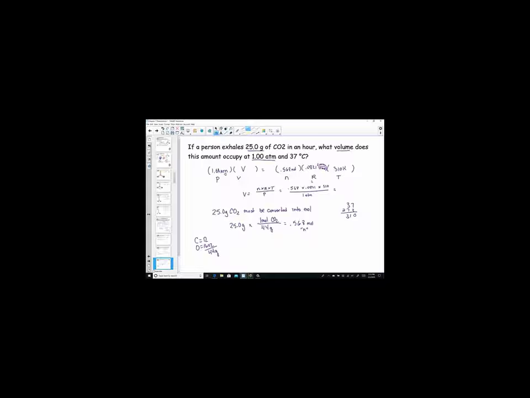I have 14.46. How many sig figs? 3. Whoops, the temperature is 2, so we'll give it to 2 sig figs. We'll round it to 14, and that would come out as a liter.